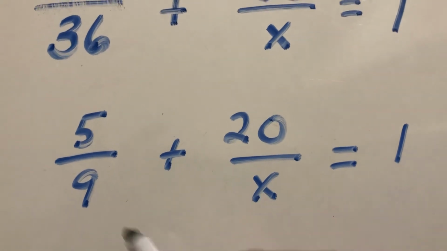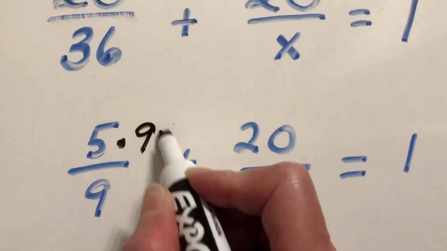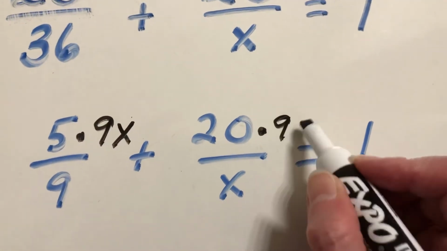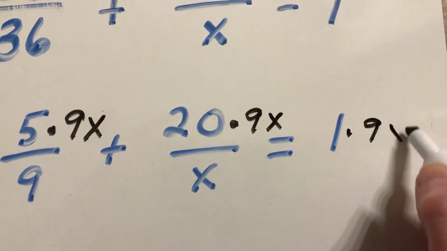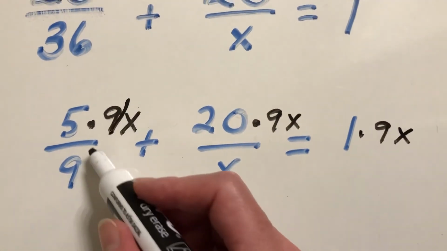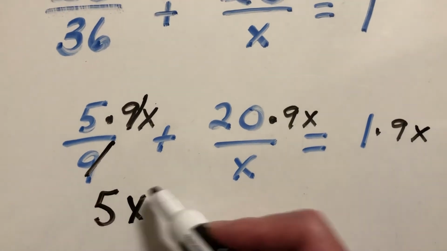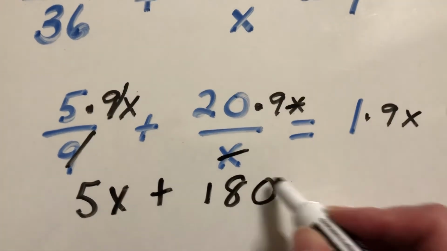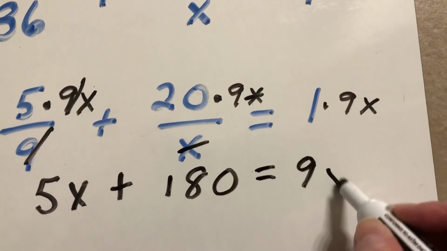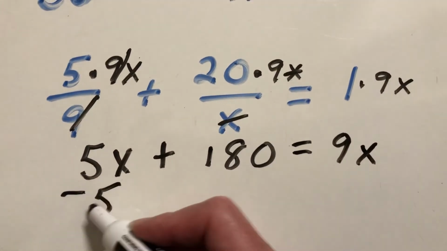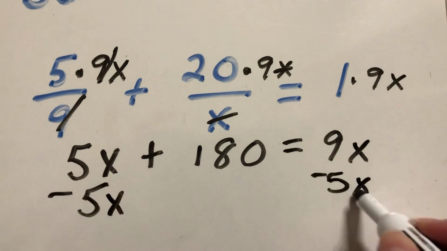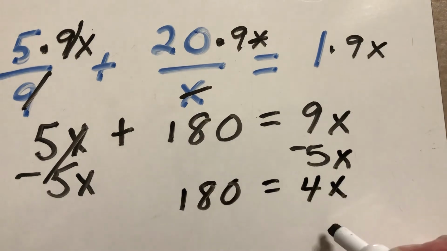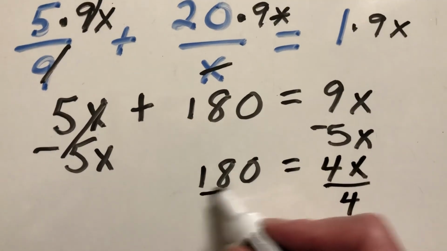My LCD is 9x. So I'm going to multiply each term in the equation by 9x. And then 9 cancels 9, and that gives me 5x. X cancels x, that gives me 180. And then this is 9x. Subtract the 5x from both sides of the equation. 180 equals 4x. Divide by 4.